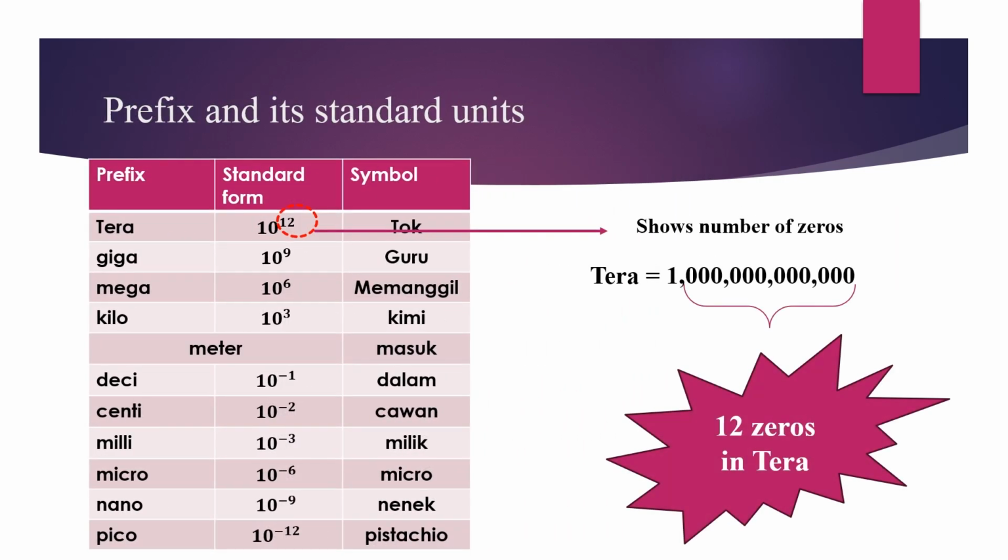Alright, we have memorized the order of the prefixes and their standard form. Now we need to understand the meaning of the standard form. The numbers represent the number of zeros in each prefix. For example, the standard form for tera is 10 power 12. It means that there are 12 zeros for tera. This applies to all the standard forms. The numbers refer to the number of zeros.